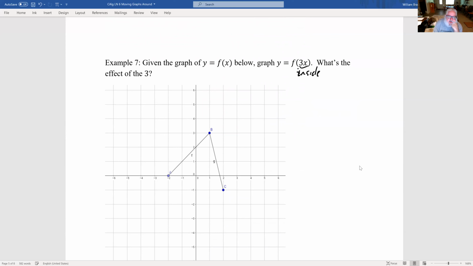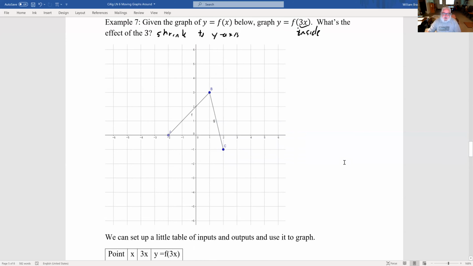And what's it going to do? It's actually going to shrink towards the y-axis by a factor of 3. And again, we have to think about what's going on here. We're going to take our x values and then multiply them by 3 and then run them through the function.